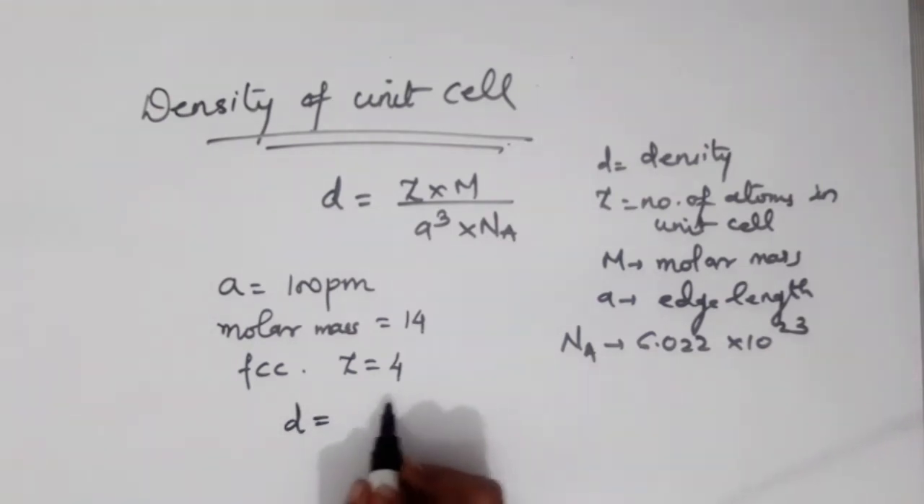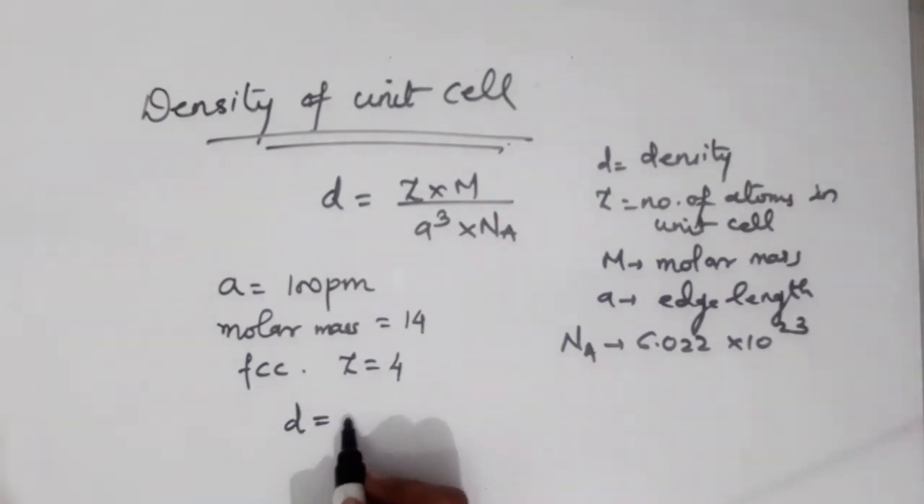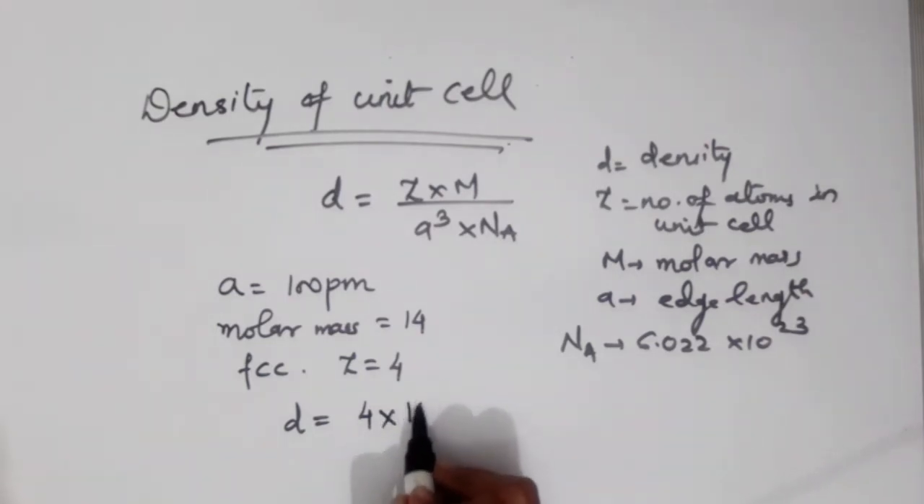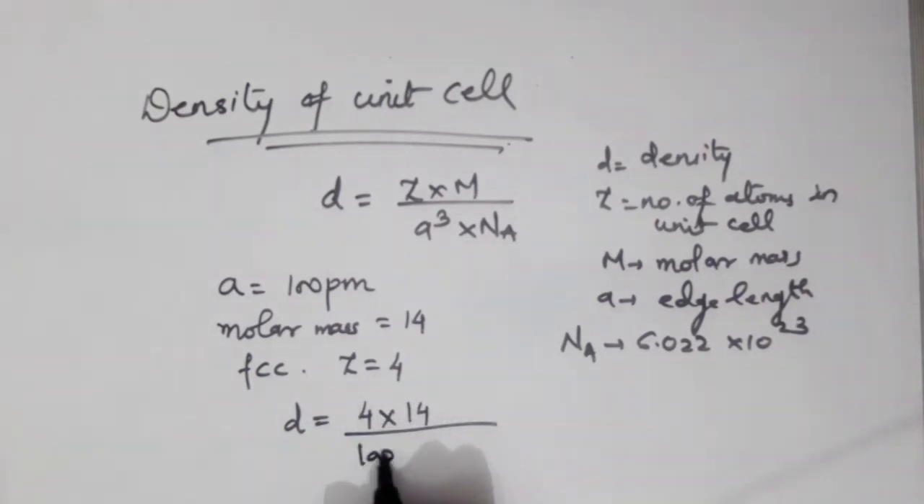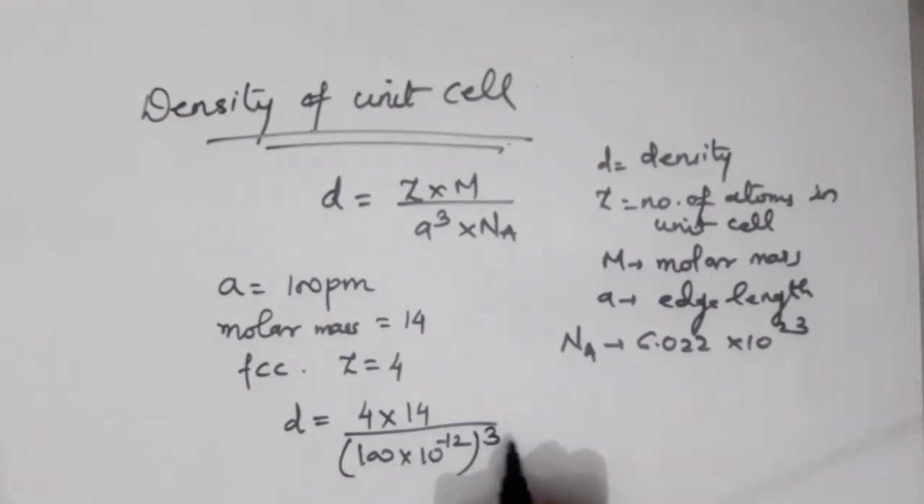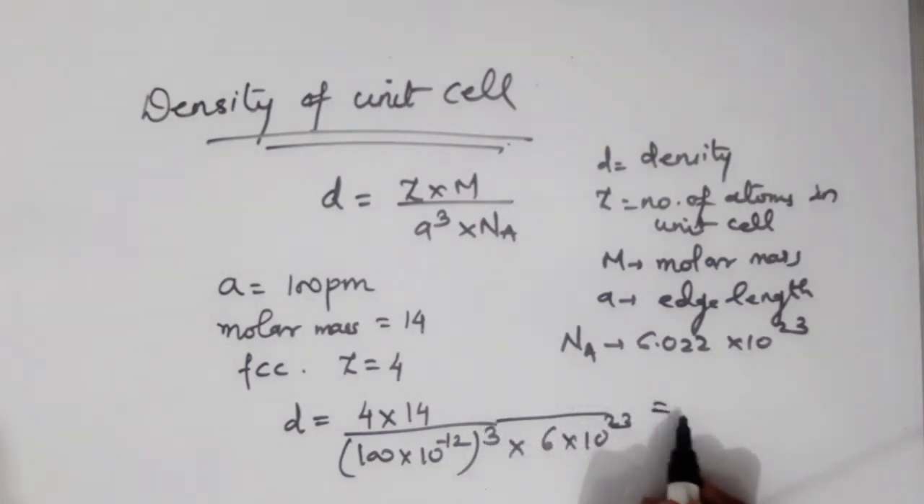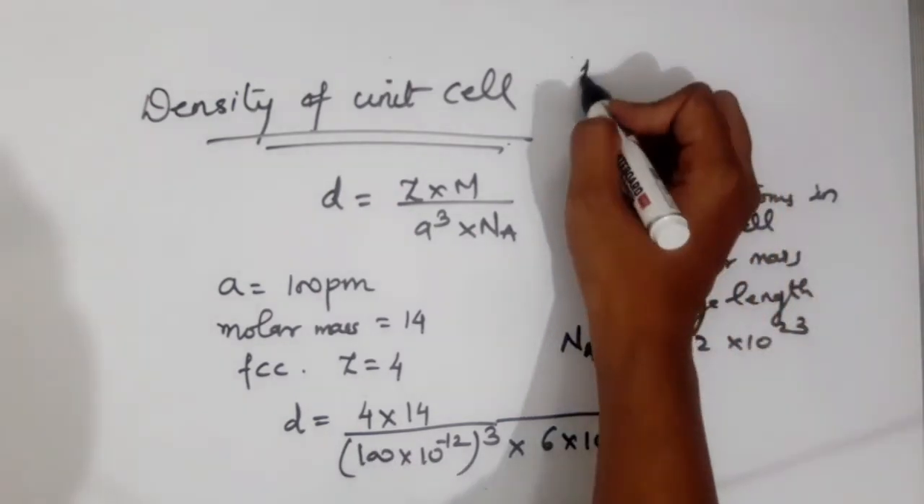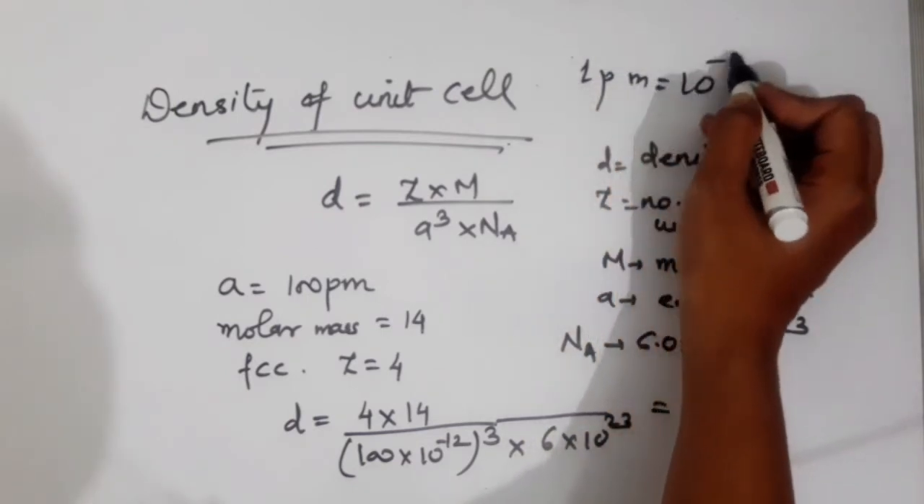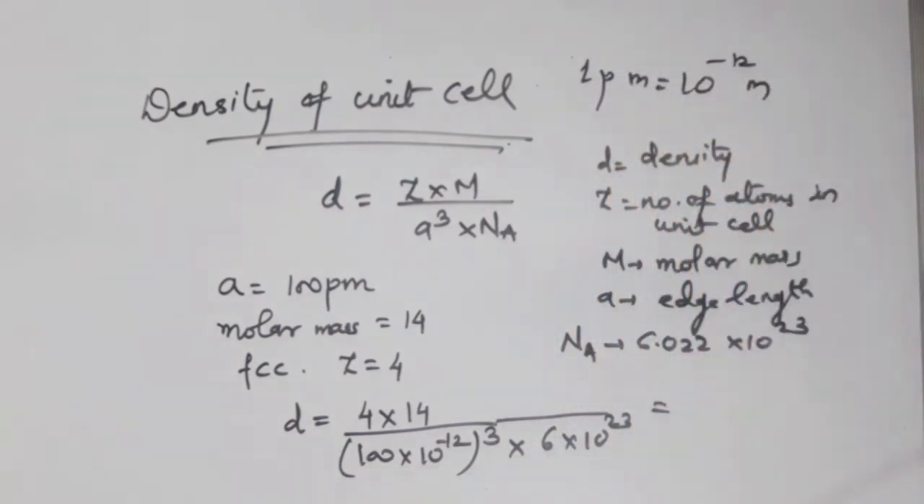So we'll calculate density by keeping all these values in the formula. D would be equal to 4 into molar mass 14 divided by a cube, where 100 picometer you have to convert into meter, into 6 into 10 to the power 23. Solving this, you will get the value of density. You just have to remember one thing: 1 picometer is equal to 10 to the power minus 12 meter. These are some of the few questions that could be asked from the numerical point of view.